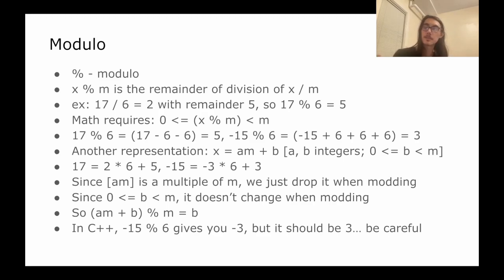you can think of it basically like repeated subtraction or repeated addition. For 17 mod 6, you just subtract 6 until it becomes small enough. And for negative 15 mod 6, you add 6 until it becomes large enough.